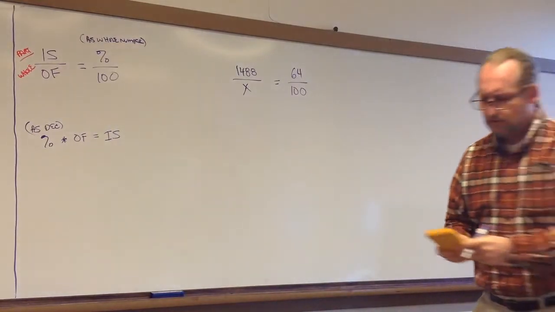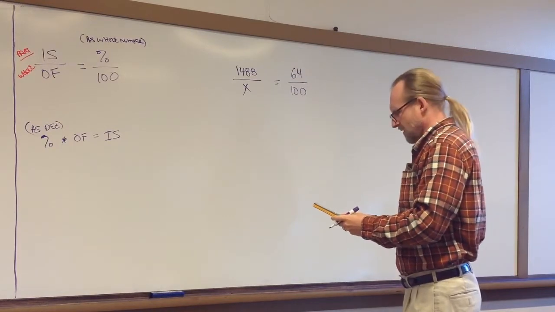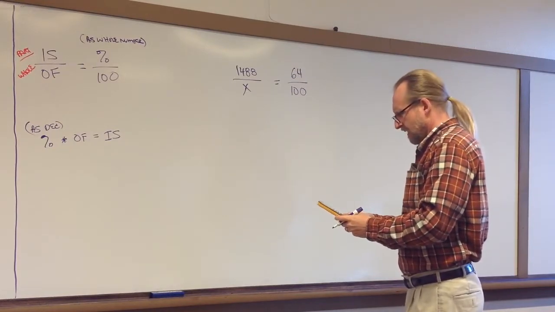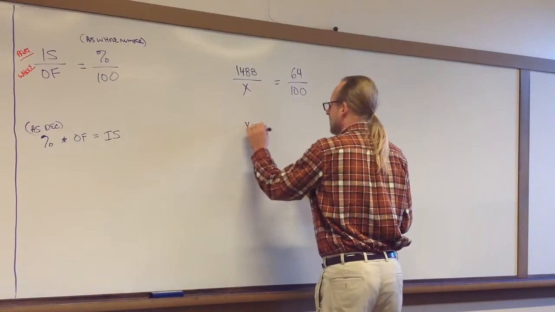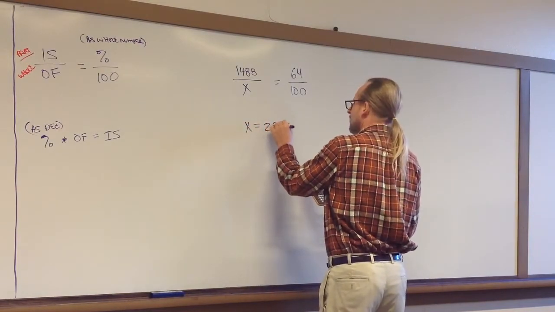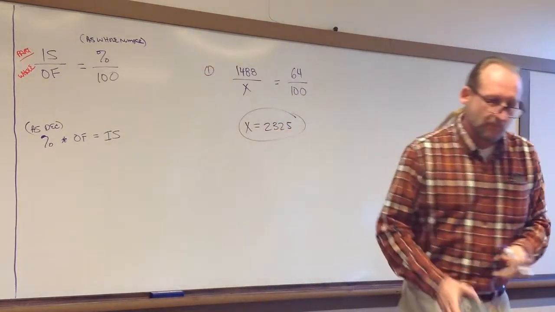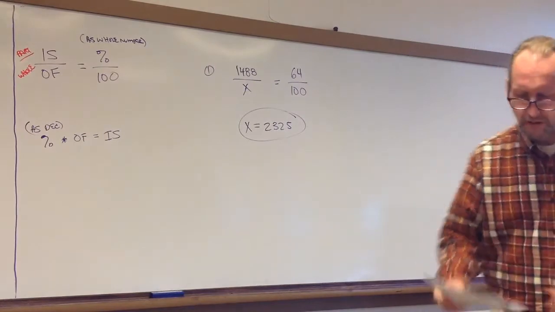So let's go ahead and do that. 1,488 times 100, and then divide by 64. And our answer here is 2,325. Okay, so that's problem 1.